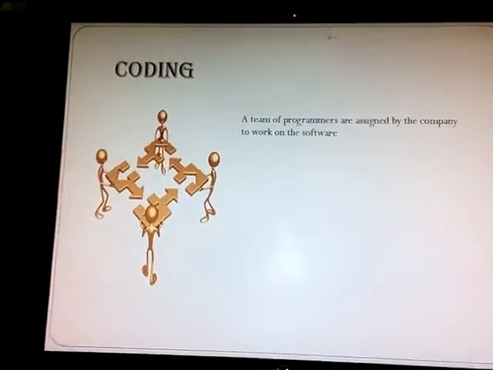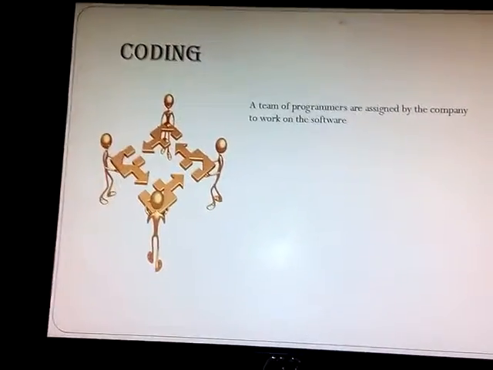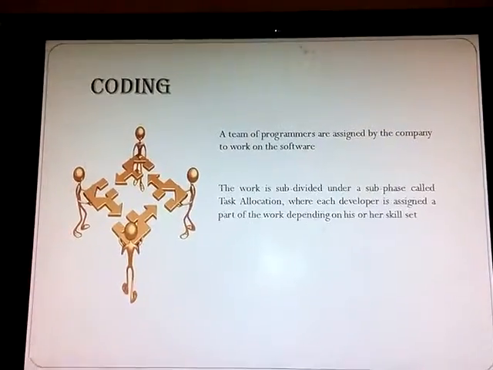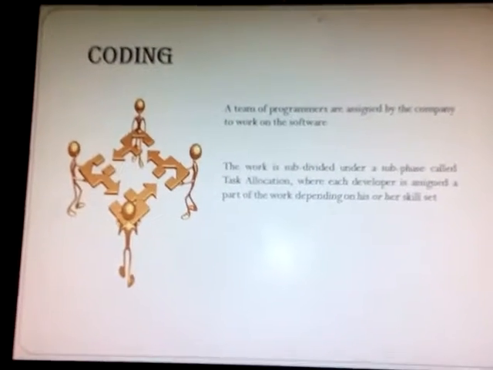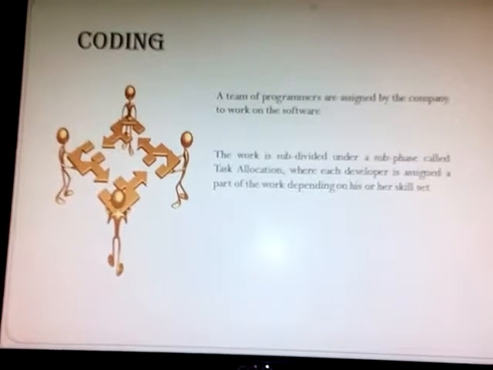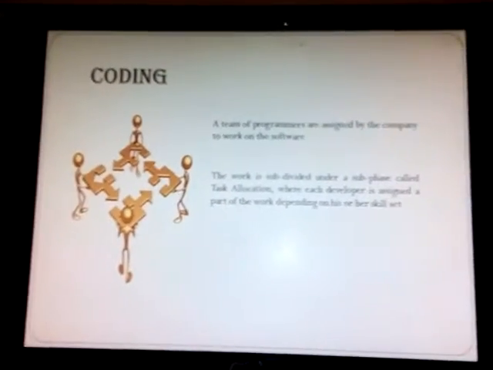Next one is the coding part. Once we have gathered all the information, we are going to split the task into modules, which are known as subtasks. And each module is going to be allocated a task, and each developer is going to perform the actions.